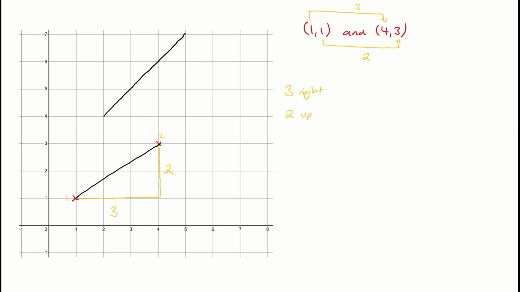So how can we go halfway now? Well, instead of going 3 to the right, let's only go 1.5 to the right. And instead of going 2 up, let's only go 1 up.